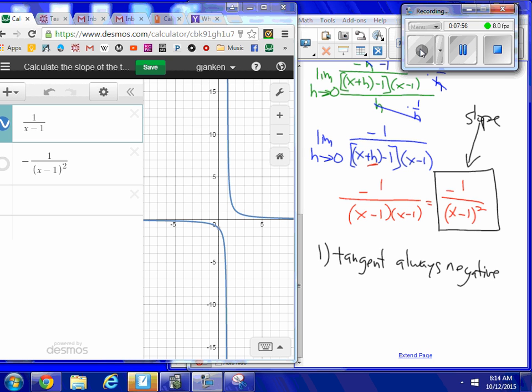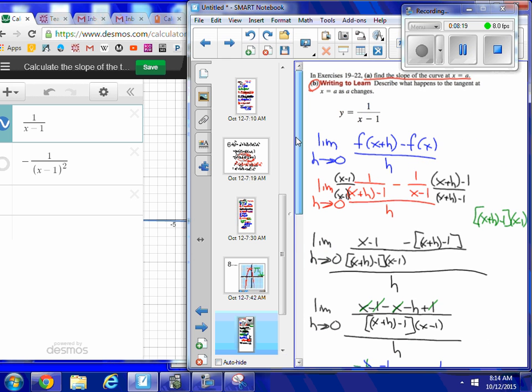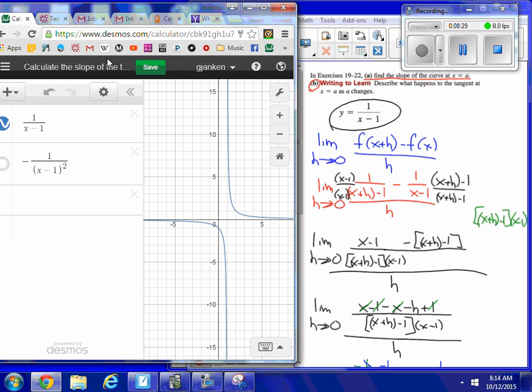Sorry, I was interrupted. So we know that the tangent is always negative, both by our graph, we can see it on our graph, and we can see it on the equation of our slope. Another thing is that the equation of our slope is telling us that I'm going to have a vertical asymptote at +1. That's actually our equation of the graph telling us that. So I know when I have a vertical asymptote, my limits are going to be approaching either infinity or negative infinity.